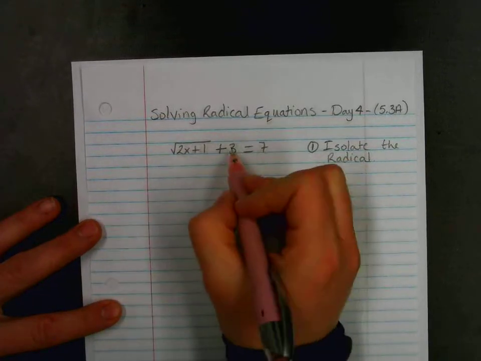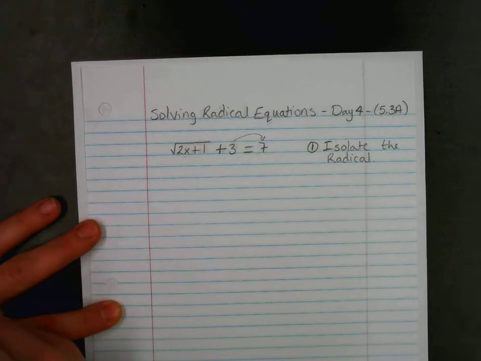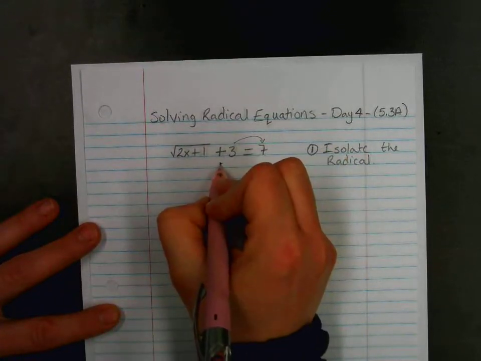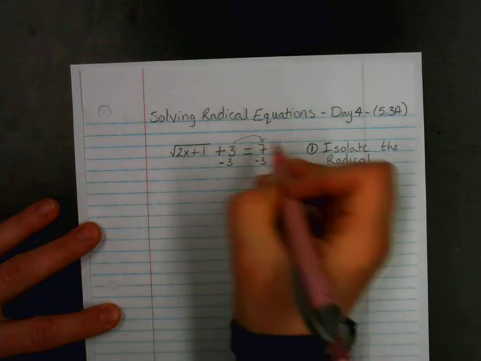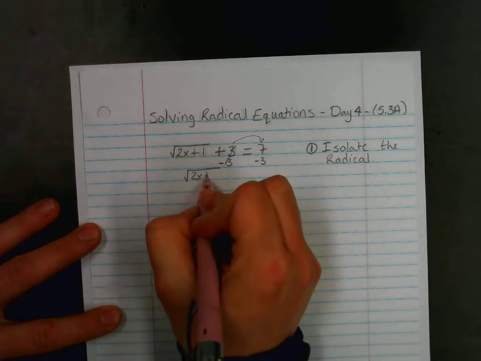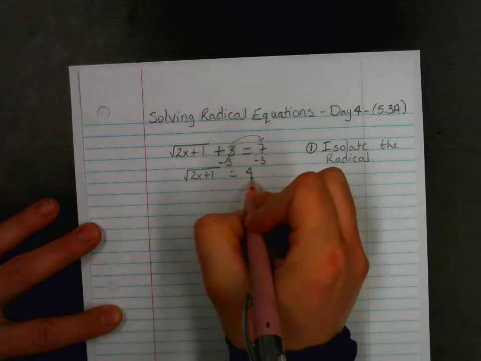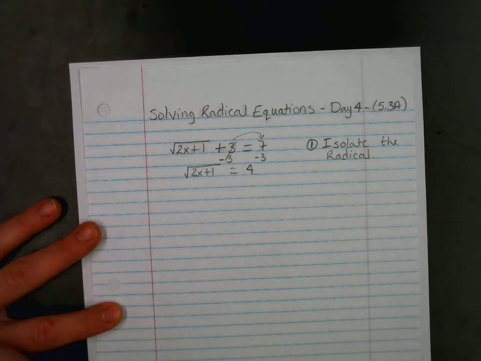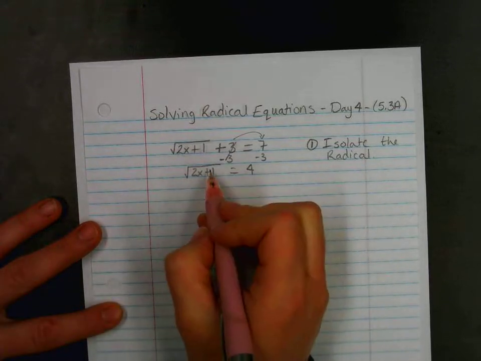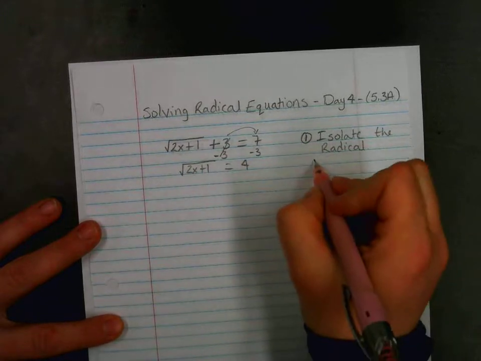So in order to do that, what I want to do is I need to move this plus 3 to the other side of the equation. So in order to move 3 to the other side of the equation, I'm going to minus 3 from both sides. And I'm left with root 2x plus 1 is equal to 7 minus 3 would be 4. Now that my radical is isolated, we need to remove the radical.